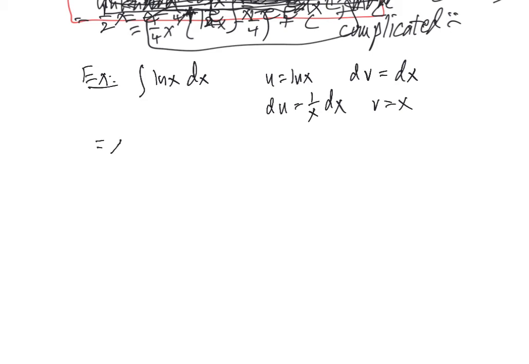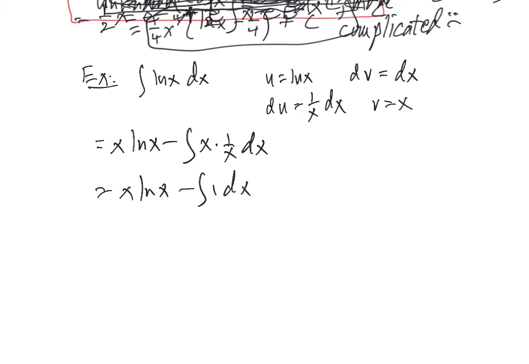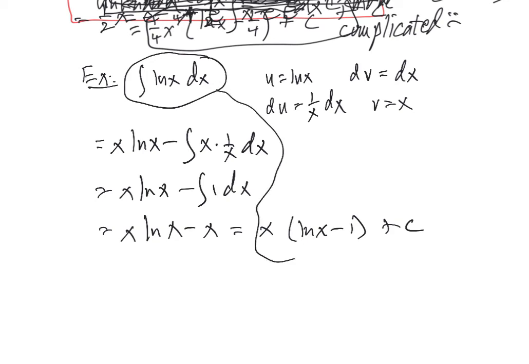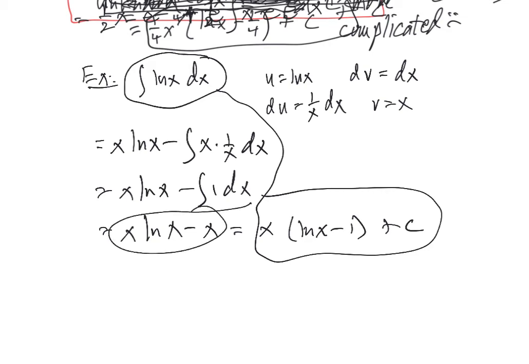So we get uv, which is x ln x, minus the integral of v du, x times 1 over x dx, which is x ln x, minus the integral of 1, and that's just x. Let's factor an x out. Not necessary, but I'm going to do it. And then we'll add on our plus c. So the antiderivative of ln x, there it is. You can think of it either way. If you think of it this way, we can add a c in there.